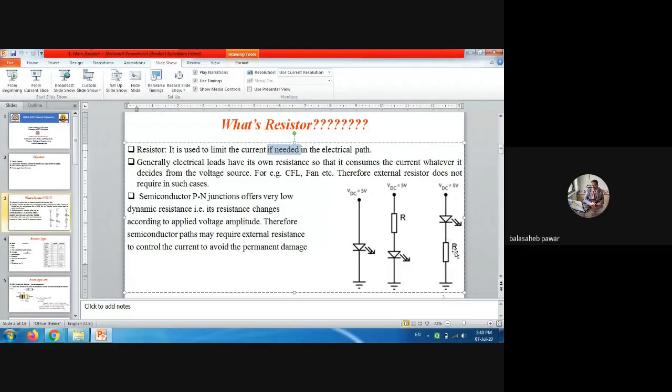If you apply the KVL again for this last one also, you will get the same answer. So all these three diagrams are correct. Is it clear? Yes, sir.